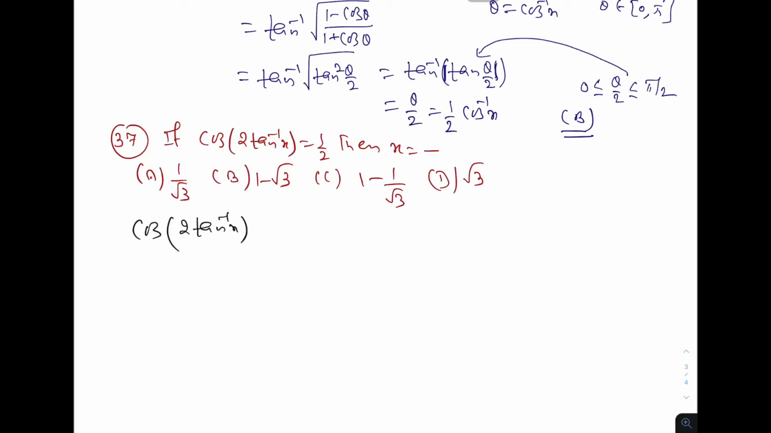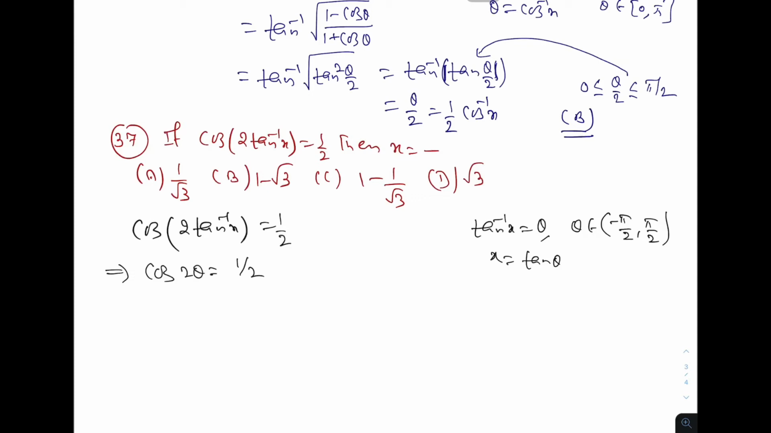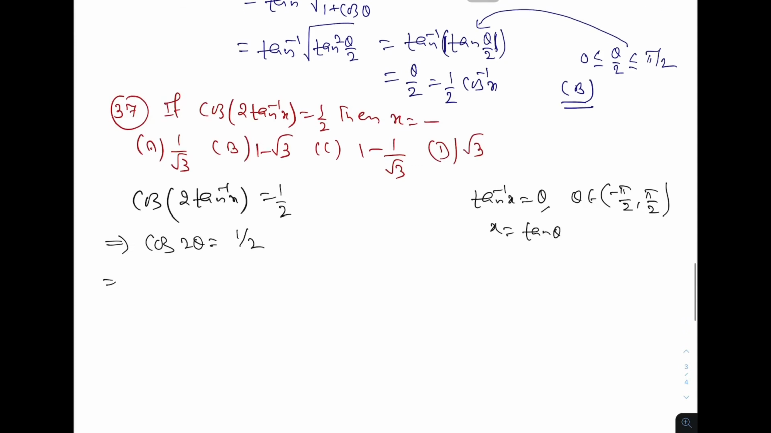Now if I take say tan inverse x is equal to theta, then theta is in open interval minus pi by 2 to pi by 2, and x becomes tan theta. Okay, so cosine of 2 tan inverse x equal to 1 by 2 will imply cosine of 2 theta equal to 1 by 2.